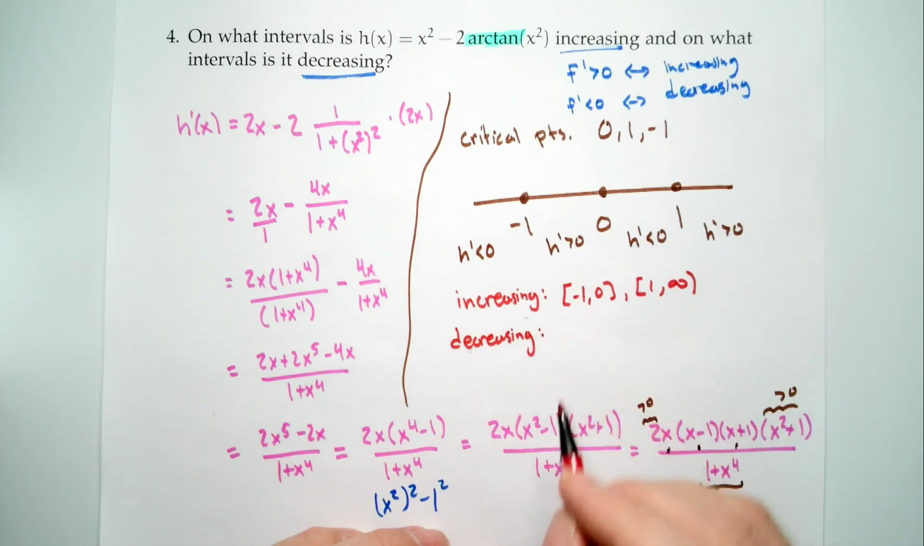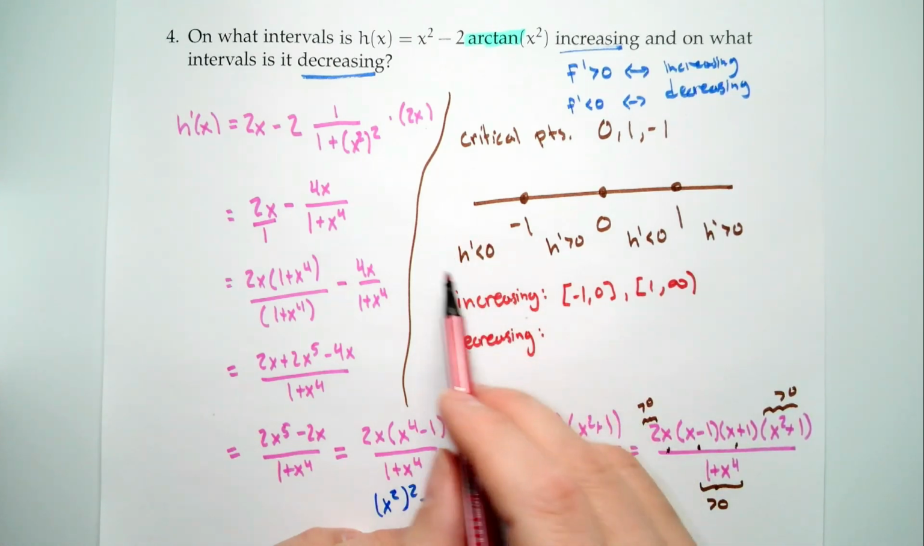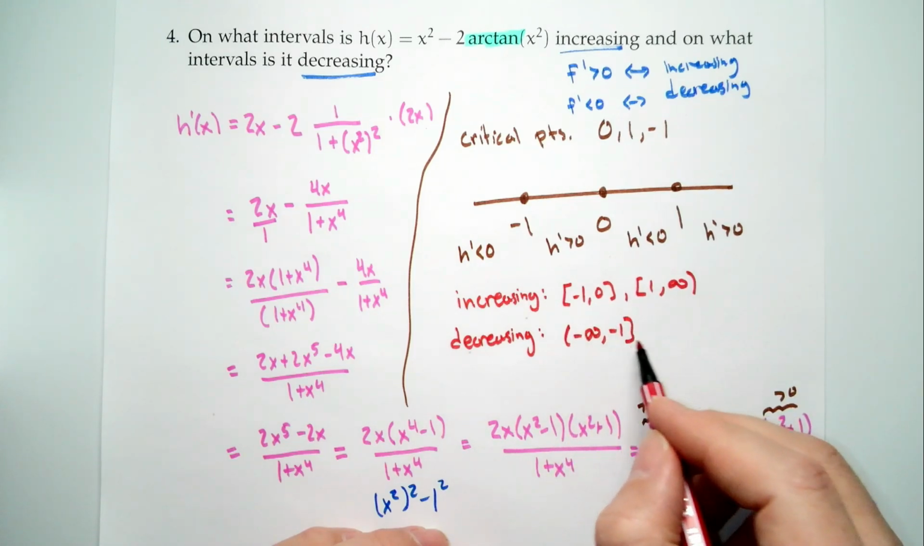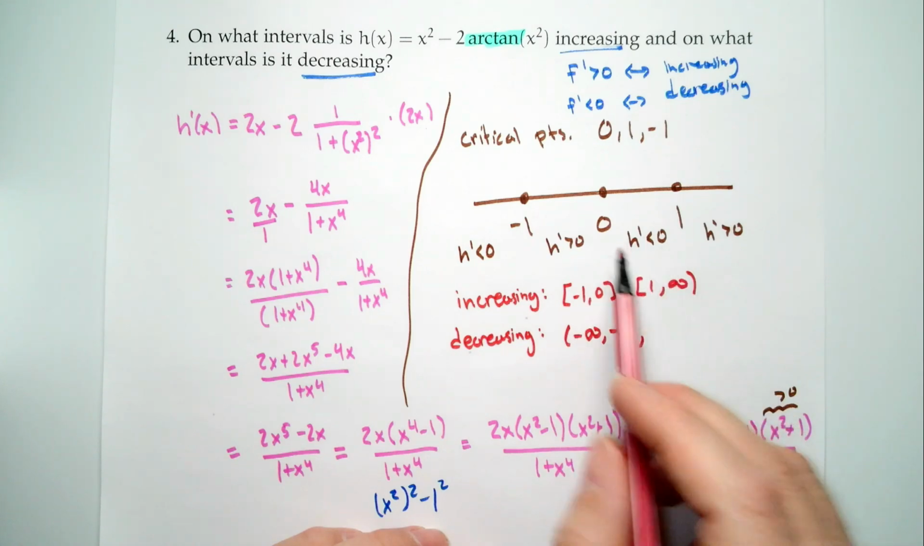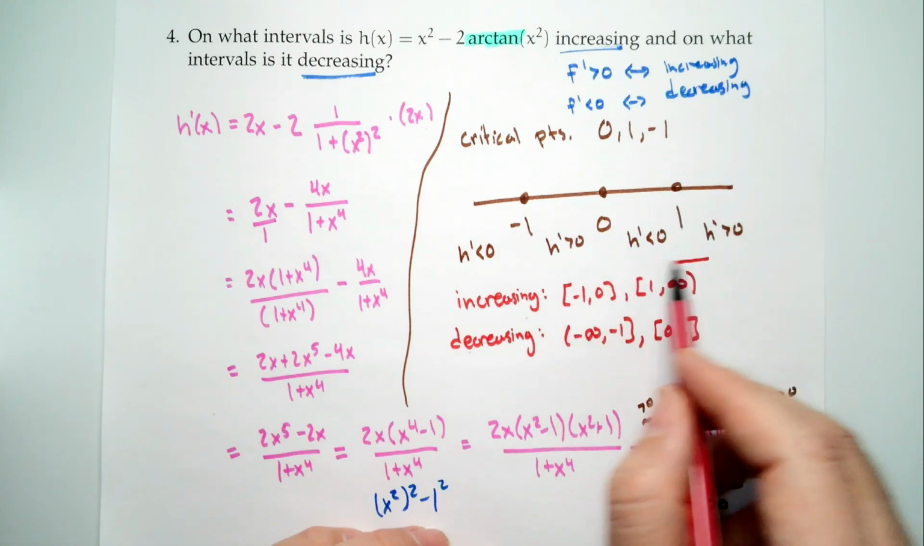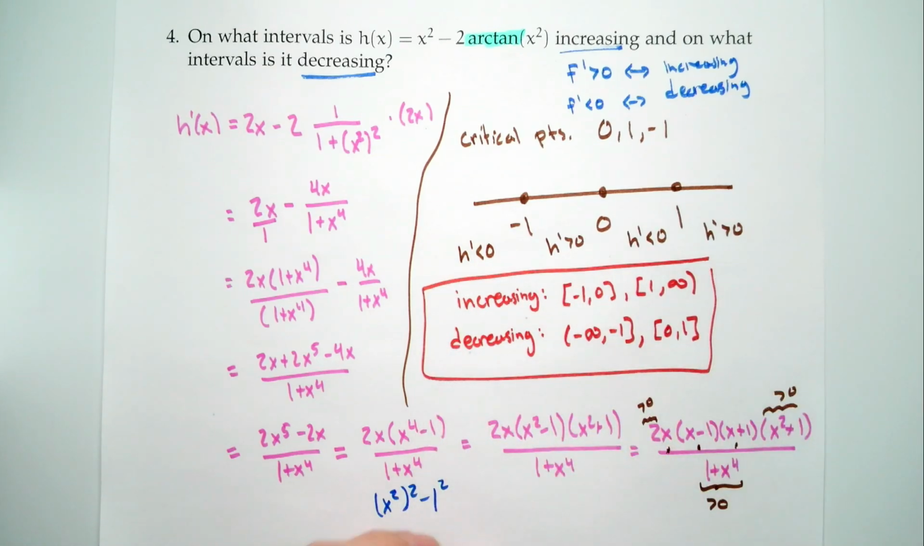Well, now we look for where it's negative. Well, it's negative over here. So negative infinity up to -1, and over here 0 to 1. And that's our answer. What a fun problem. All right, good.